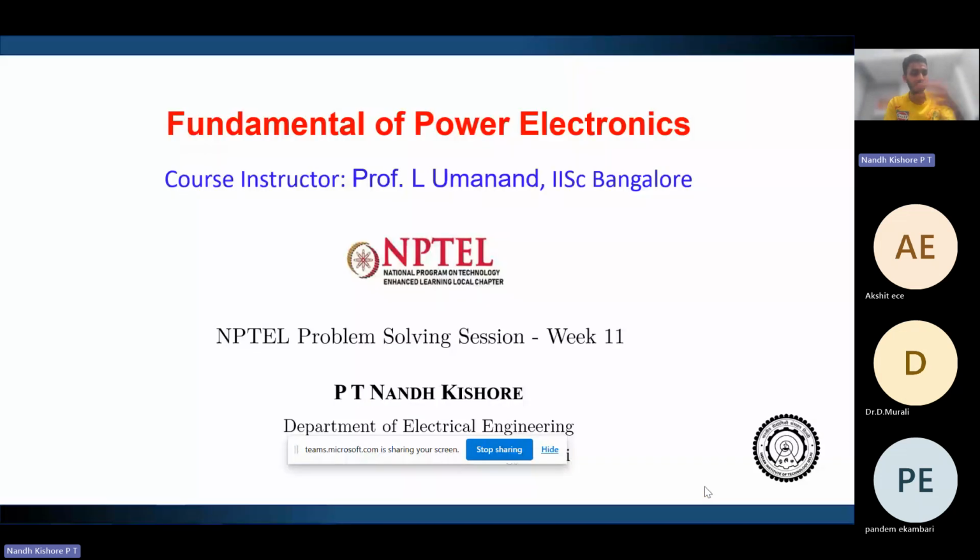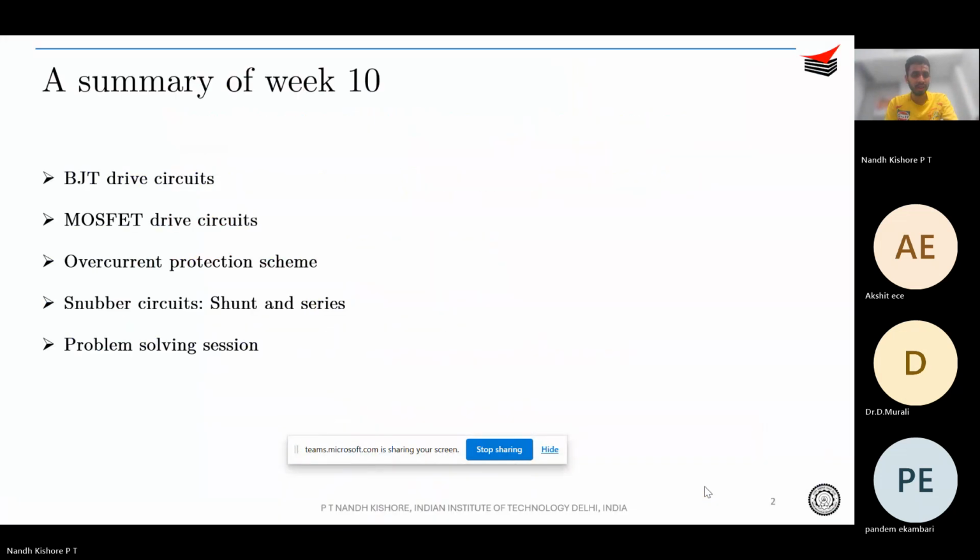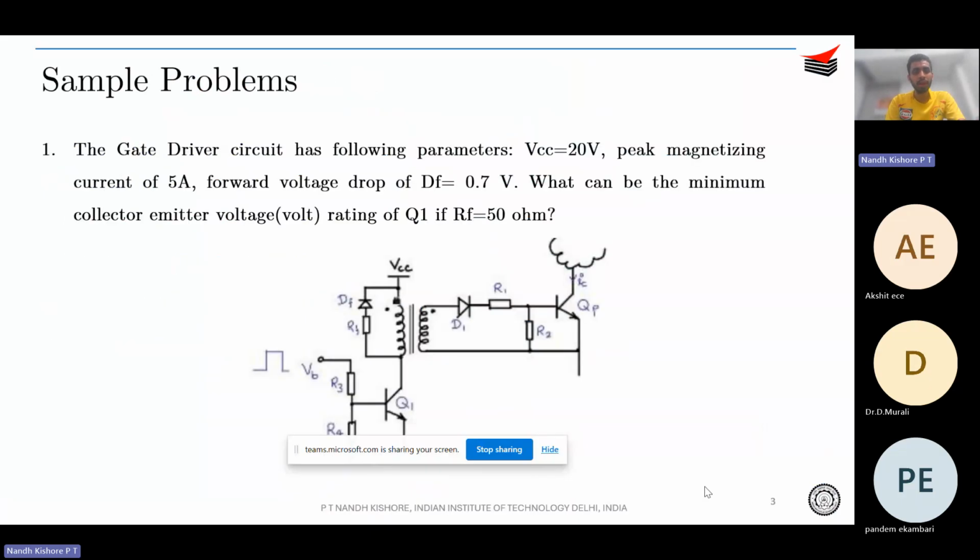Welcome again to this week 11 of the problem solving session for Fundamentals of Power Electronics. We'll jump right into the problems, and I think there are a lot of problems over here, so going through them itself will be a quick recap of this week. Without much further ado, let me start.